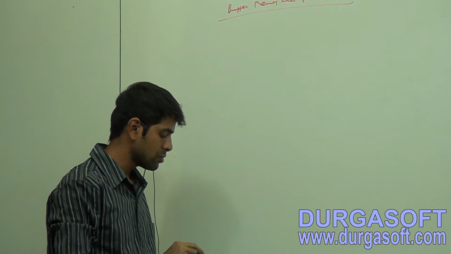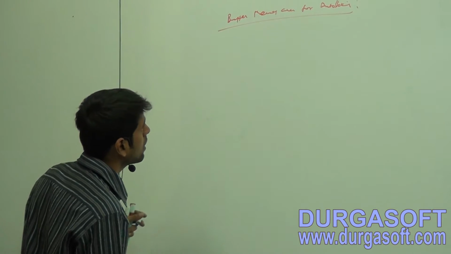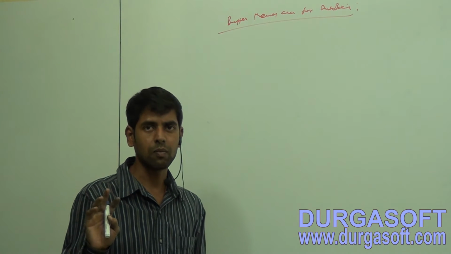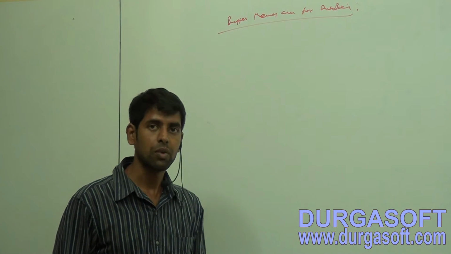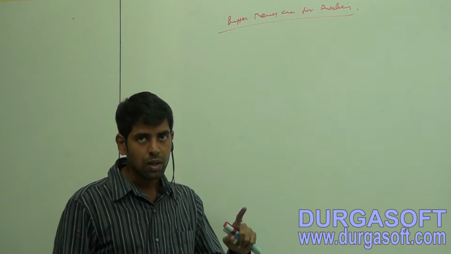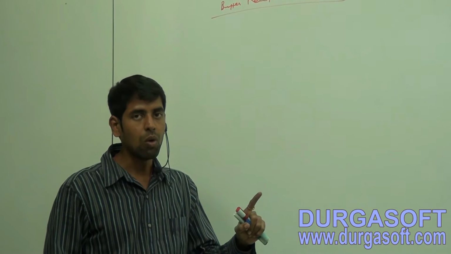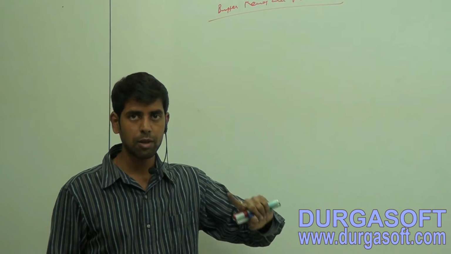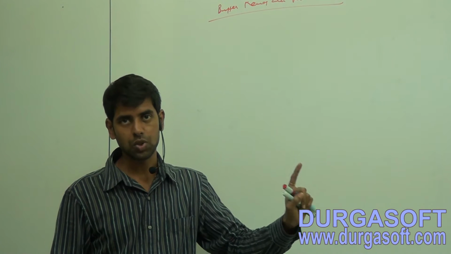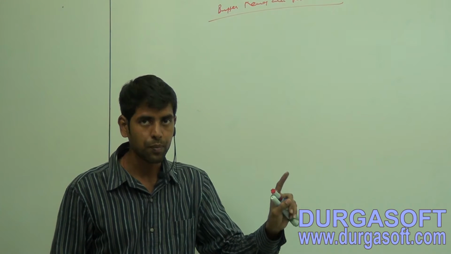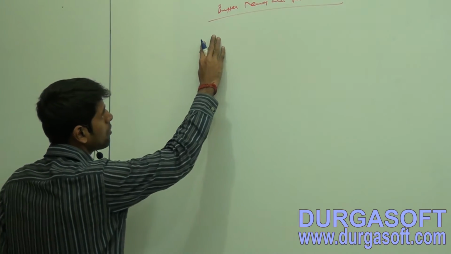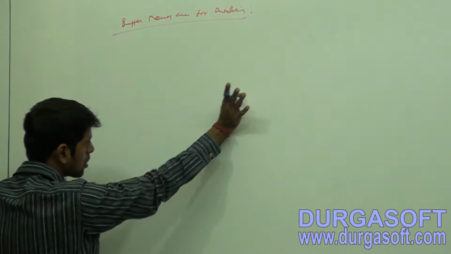Observe what this buffer memory area is. Simple thing: whatever buffer area we have, that buffer memory will have only unique elements, that is unique objects. It will not have any duplicate objects. It will have only unique elements but not duplicate objects. This is the buffer memory area for auto boxing.